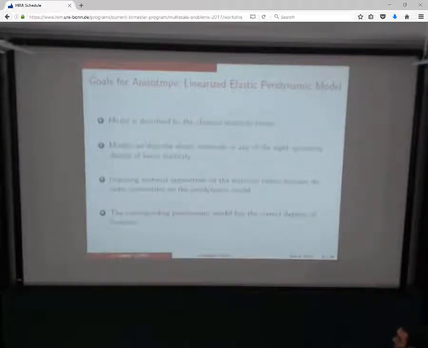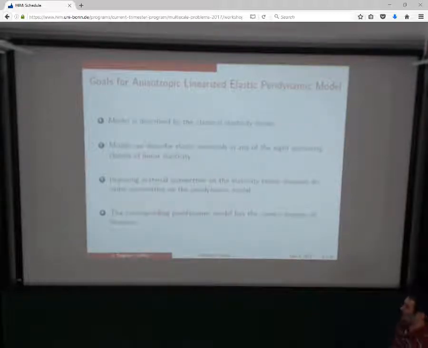We wanted the model to be able to describe any of the 8 symmetry classes of linear elasticity. And thirdly, we wanted to impose material symmetries on the elasticity tensor, since our peridynamic model is described with the elasticity tensor. If we impose those symmetries on the elasticity tensor, we want those same symmetries to be absorbed into the peridynamic model. So I don't want a monoclinic elasticity tensor giving me a peridynamic model that has, for instance, just cubic symmetry or triclinic symmetry.